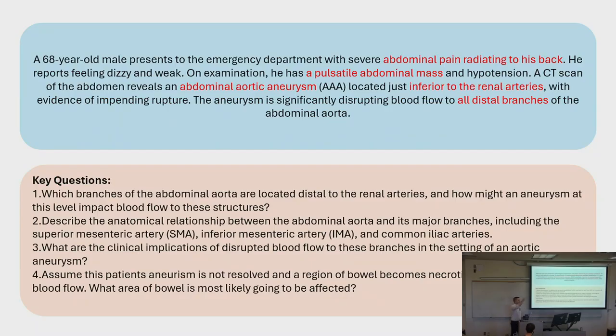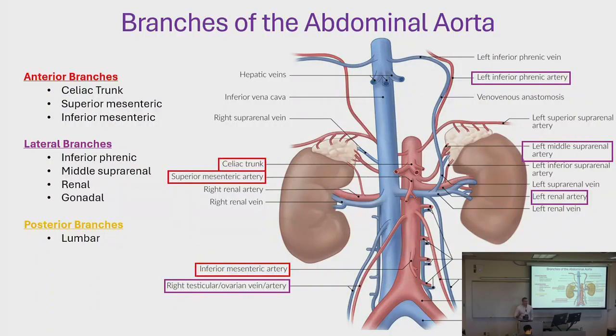L3. Okay, so we're looking distal to the renal arteries, so that's where the aneurysm is. If it's saying blood is disrupted distal, then everything more proximal to the heart is going to be okay. Distal is going to be interfered with. So in this case, let's go ahead and look here at the branches of the abdominal aorta.